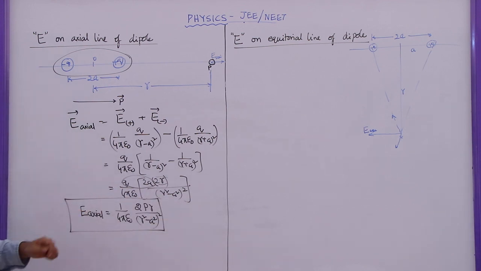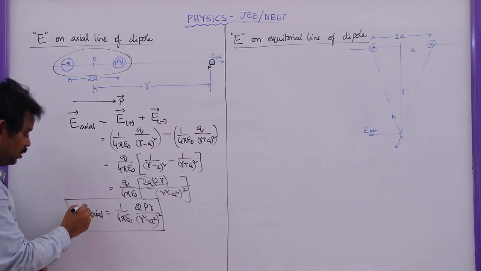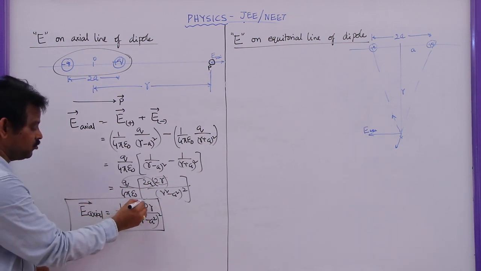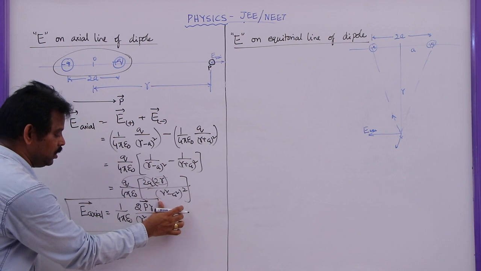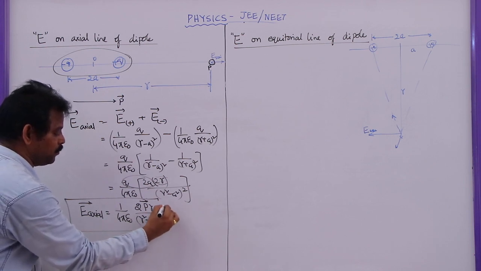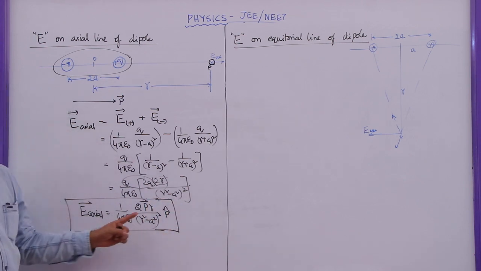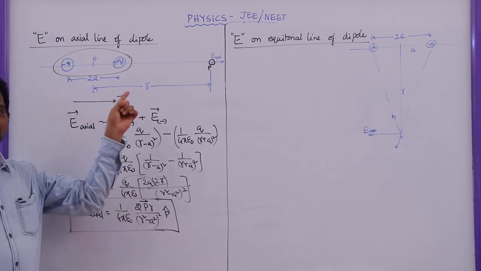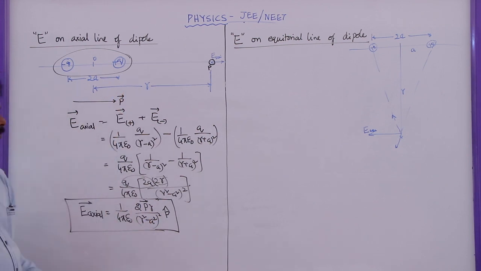So this is the electric field on axial line of a dipole, and if you observe this equation, the electric field on axial line is in the direction of P bar. So here you can write P cap also, where P cap is a unit vector in the direction of the dipole moment. So this is electric field on axial line.